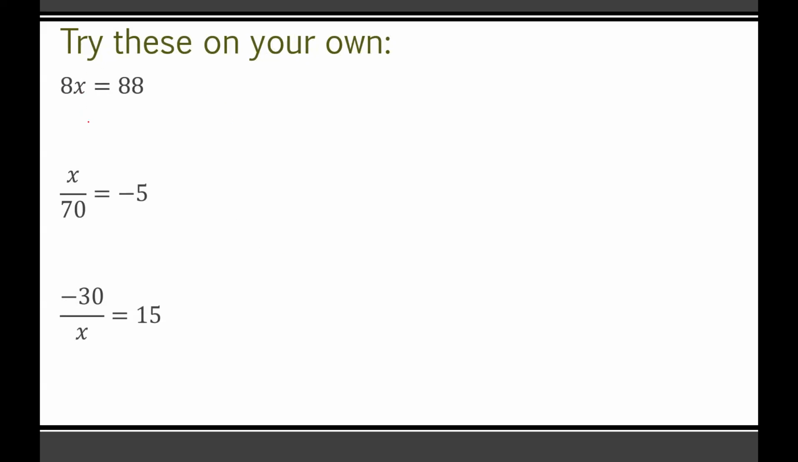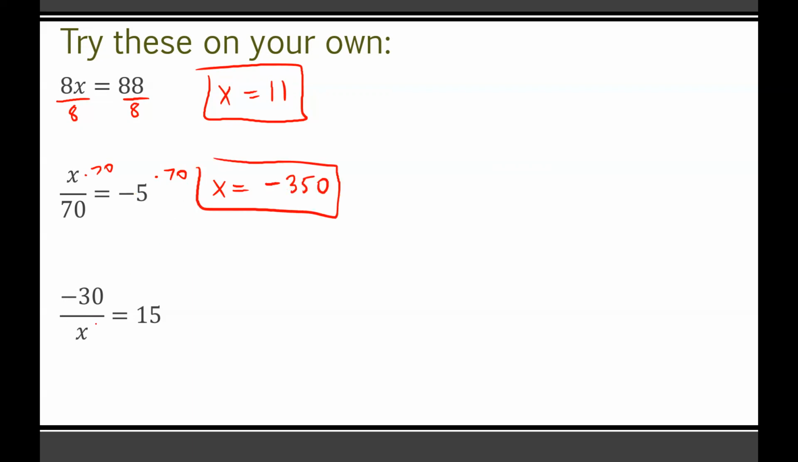For this very first one, we've got to do the opposite operation of whatever's happening to the x. Notice x is being multiplied by 8, so do the opposite of multiply. Let's divide by 8 on both sides. You're going to have x equals 88 divided by 8, which is 11. That one is done in one step. Same with this next one, x divided by 70 equals negative 5. Let's times by 70 on both sides. This is going to give us x equals negative 5 times 70. I believe that's negative 350.